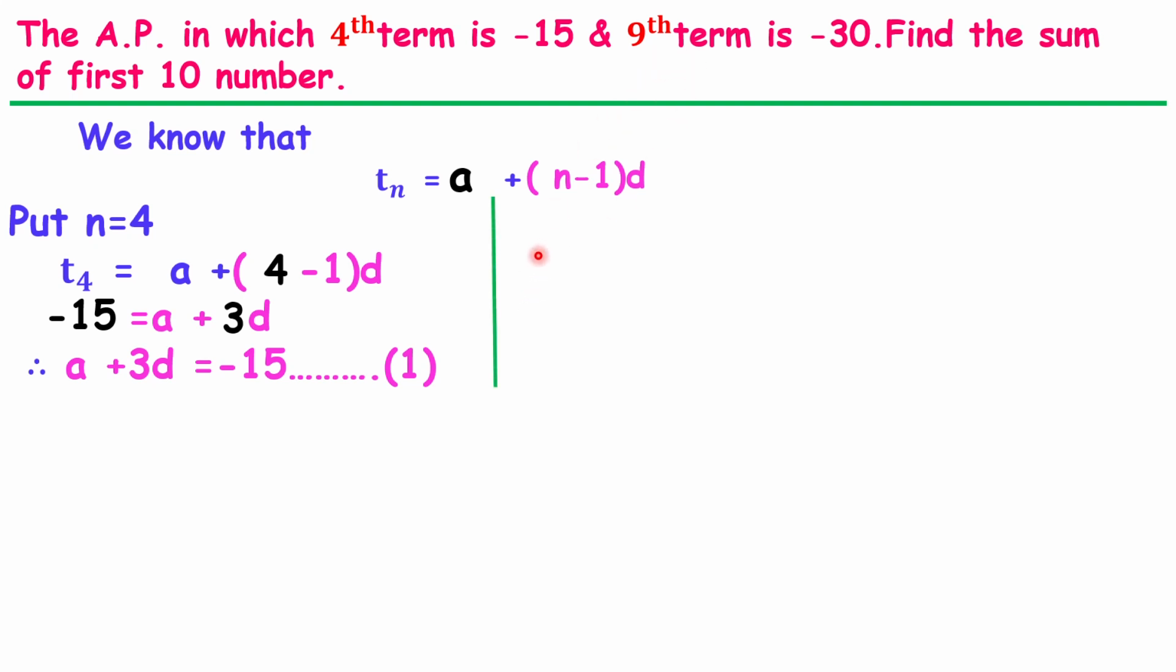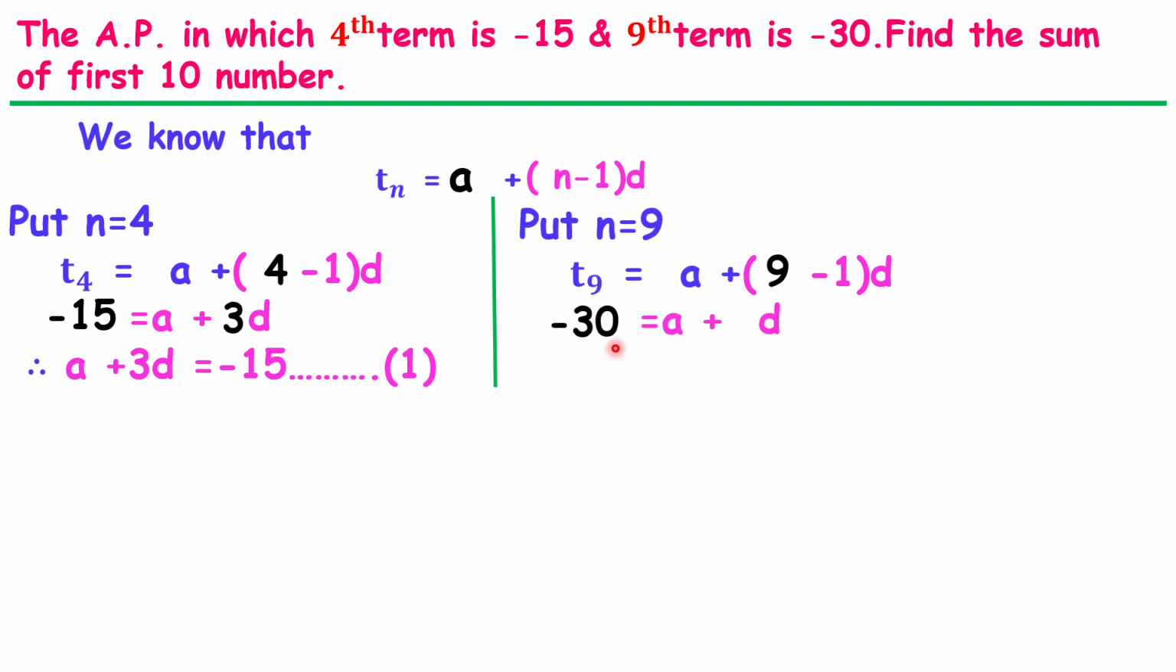Now the ninth term is given, therefore put n is equal to 9 in the formula of Tn. Therefore T9 is equal to a plus (9 minus 1) into d, but the ninth term is given as negative 30. Therefore negative 30 is equal to a as it is plus 9 minus 1, which is nothing but 8d. This is equation number 2. Therefore a plus 8d is equal to negative 30. Now we solve these two simultaneous equations.